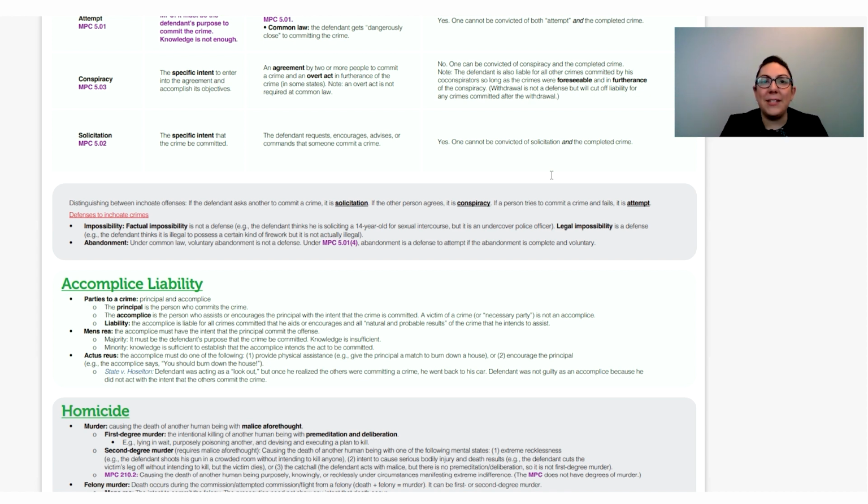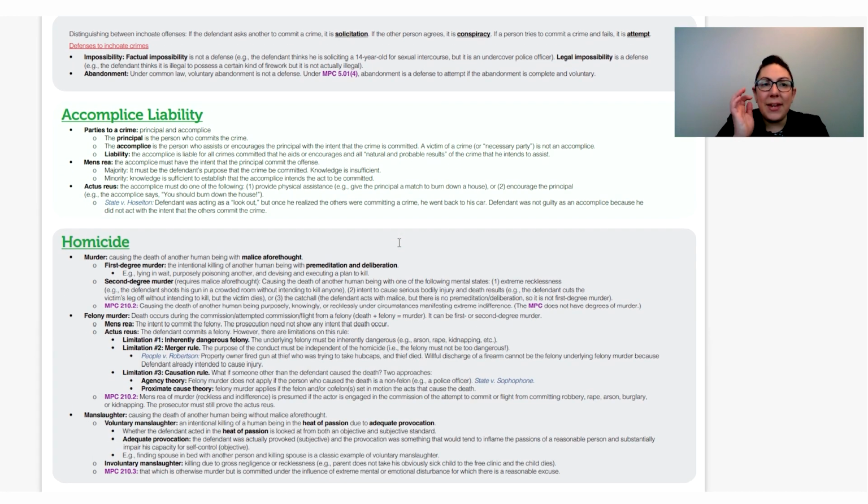Some jurisdictions recognize abandonment as a defense. So before the offense is completed, if the defendants say, you know what, we changed our minds, we're not going to do this, some jurisdictions would say, okay, because you changed your minds, you abandoned the whole thing, you're not guilty of anything. The next section is on accomplice liability.